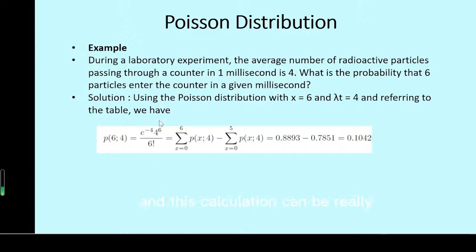And this calculation can be very tedious. So you can use the table from the Poisson distribution, which equals the cumulative Poisson distribution up to 6 with mu equals 4, minus the cumulative distribution up to 5 with the same Poisson distribution. So the probability of occurrence of 6 is about 0.1042.